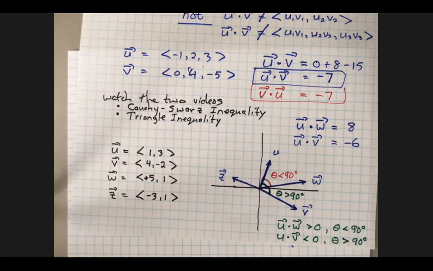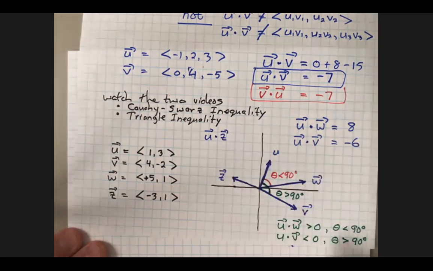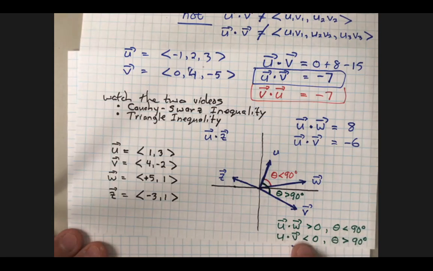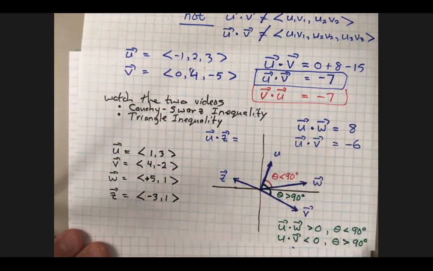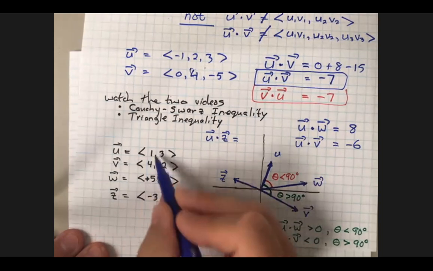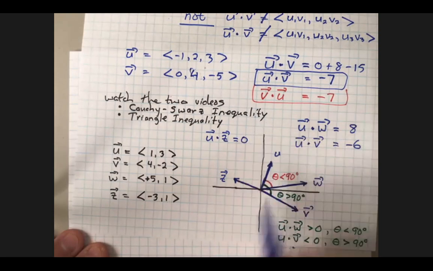Now maybe you can sniff out what I'm about to say about u and z. Let's do u and z. U dot z. Well, logically, let's think about this. If a positive dot product means the angle is less than 90, if a negative dot product means the angle is greater than 90, then what would be between positive and negative? It would be a dot product of 0. What's between less than 90 and greater than 90? 90. Let's do u dot z. Negative 3 plus 3, multiply the slots, add together. Negative 3 plus 3 is 0.